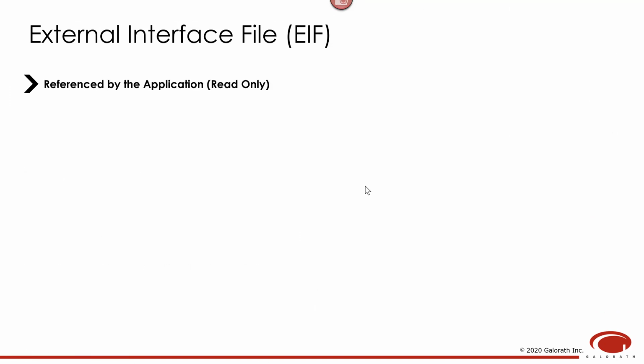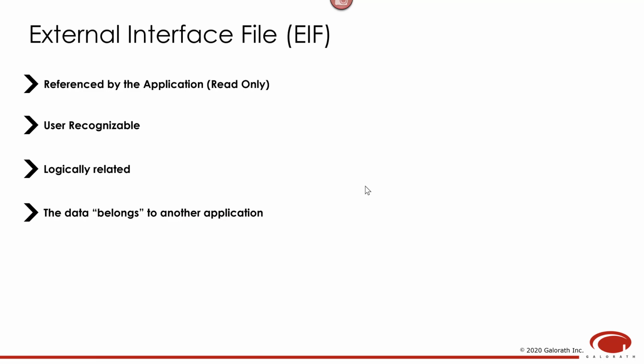The next type of data files are external interface files or EIFs. An external interface file is basically a group of data that is referenced by the application, basically a read-only file. An external interface file is also user recognizable and logically related. And finally, an external interface file is data that belongs to another application. So this data is maintained by an external application, which is not the application that we are counting.